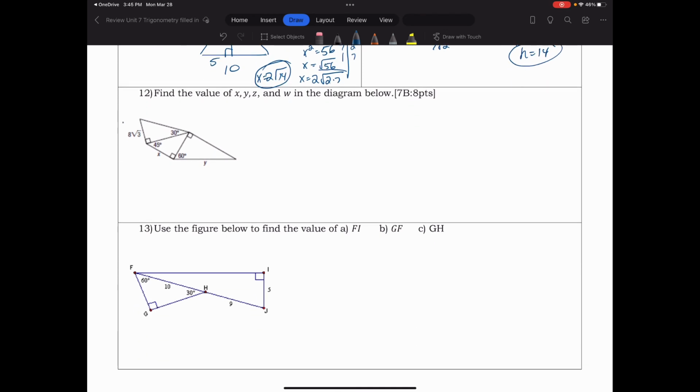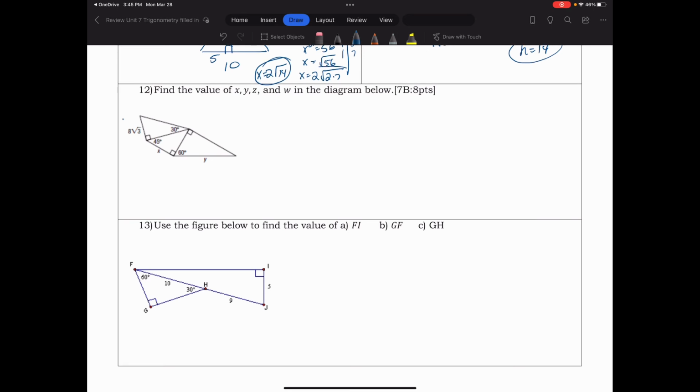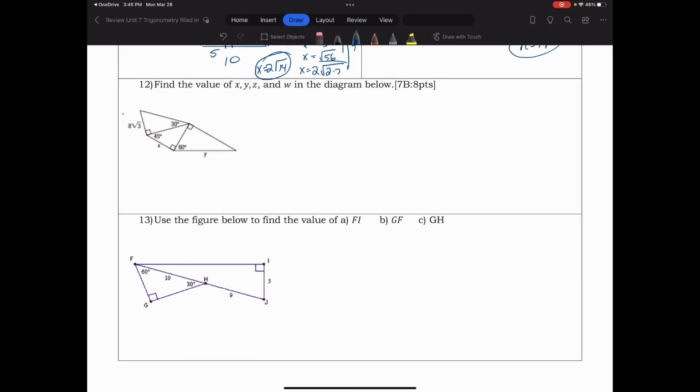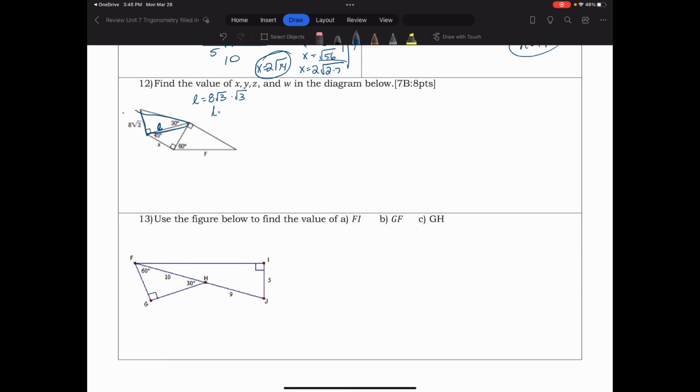Number 12 here. It says find the values of x, y, z, and w in the diagram below. So I start with what I know. I have my 30, 60, 90 here. Okay, this right here is going to be my long leg. I know my long leg is equal to my short leg, which is 8 radical 3. I know it's my short leg because it's opposite, times my 30-degree angle. So my long leg is going to be 8 radical 9, which is 8 times 3, which is equal to 24. So I know this side right here is 24.